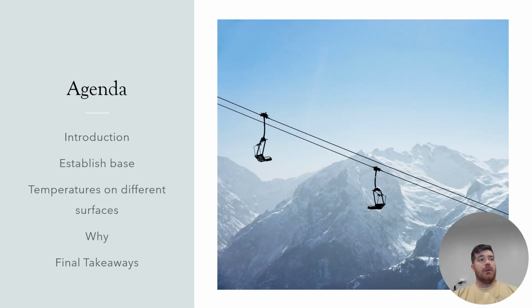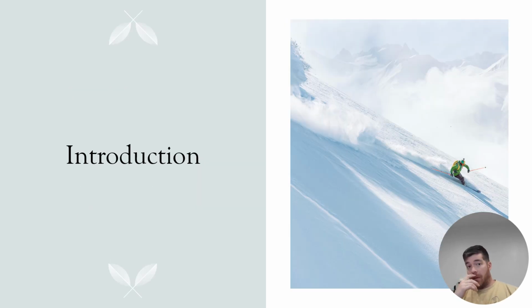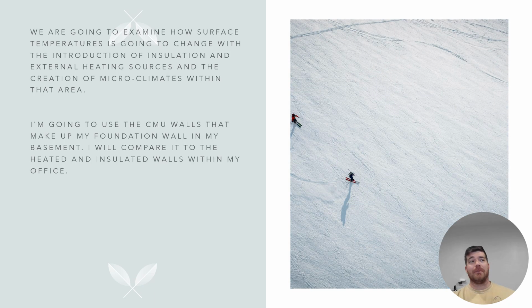All right, so the agenda: we're going to do a little introduction, establish a base temperature, look at different surfaces, the why, and final takeaways. So our introduction: we're using snow slides because it's been snowing and I got to go snowboarding the other day, so it's pretty exciting. We're going to examine how surface temperatures change with the introduction of insulation and external heating sources versus external forces such as 34 degrees outside.